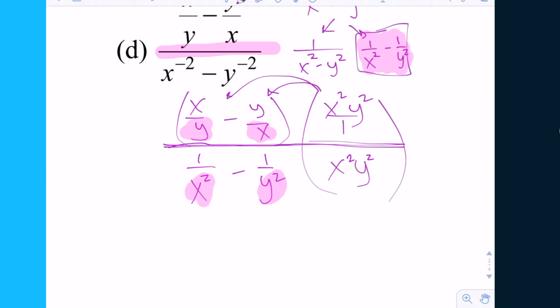This y will divide out with one of those y's. So I'm going to cover up the 2 and that y. What are we left with? We're left with x times what? X squared, which is what? X cubed times how many y's? Y. So we're left with x cubed y.